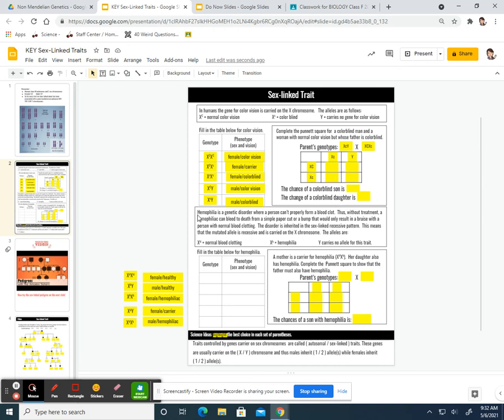When you're done with that, I want you to read a little bit about hemophilia, another genetic disorder that is sex-linked on the X chromosome. You're going to fill out your genotype-phenotype chart very much in the same way that we did for color blindness. And then you have a problem here to answer. Don't forget about your science ideas.